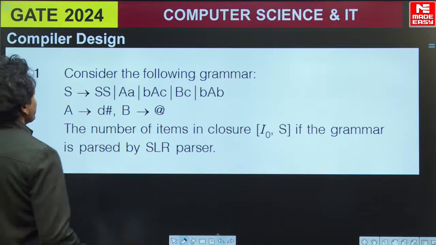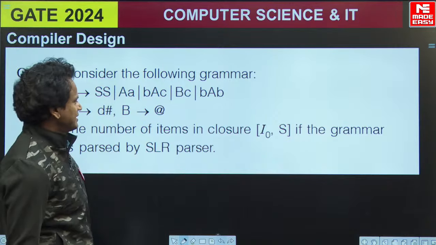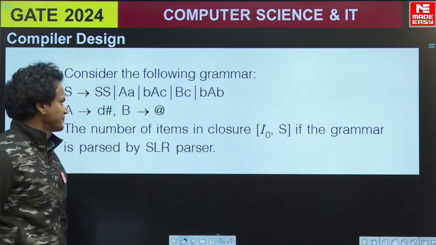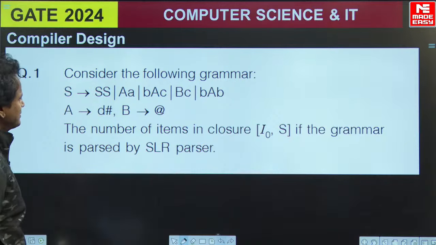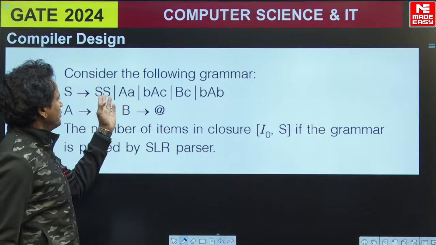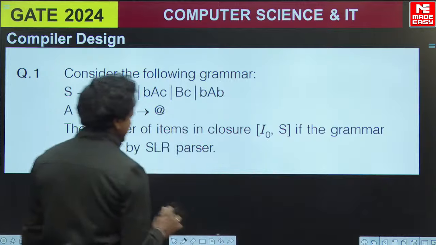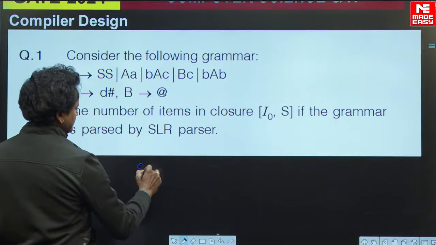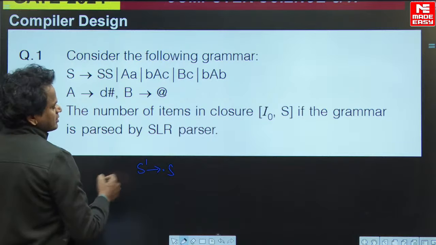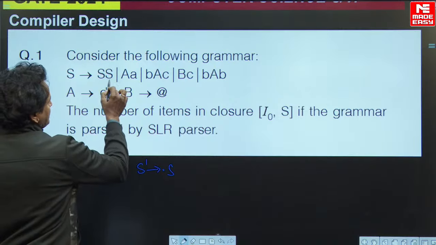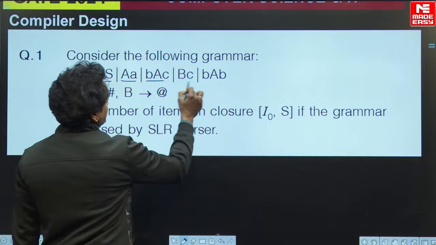First one, compiler design. This is the grammar given: the number of items in the closure of I naught, if it is parsed by an SLR parser. It is easy; without doing anything, we can give the answer by looking at the productions. Initially we get S' derives dot S, and after dot S we have to write all the productions of S. There are 5 productions, so we write them.